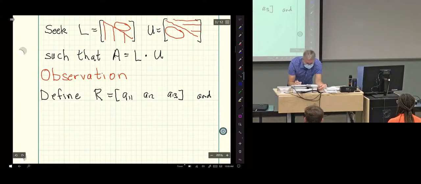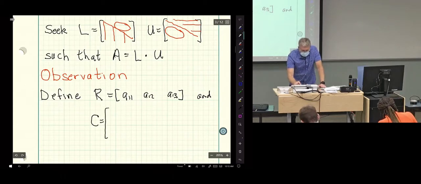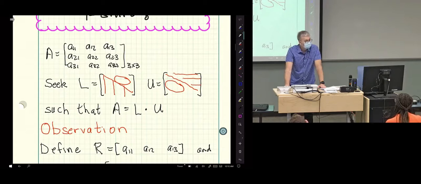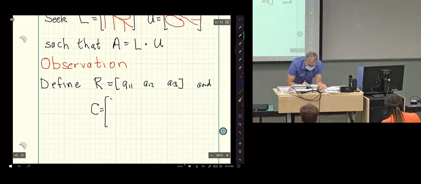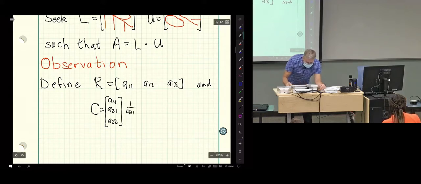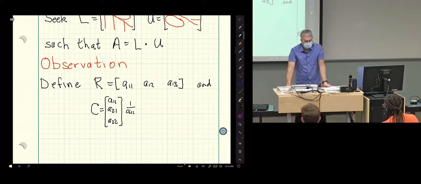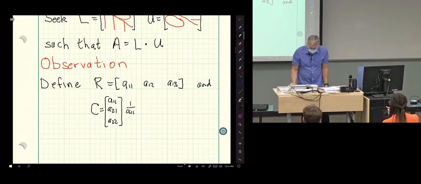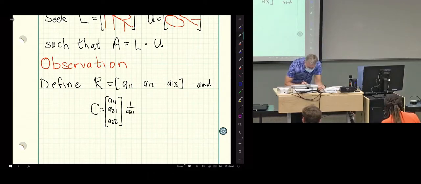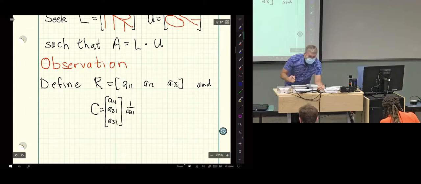And then we're going to define C to be the first column of A, but properly scaled. So we're just going to copy down the first column. So that'll be A11, A21, and A31. Then I'm going to scale this thing by dividing by A11. Excuse me? A31. Is that not what that says? Yeah. A11, A21, A31. There we go. Thank you.